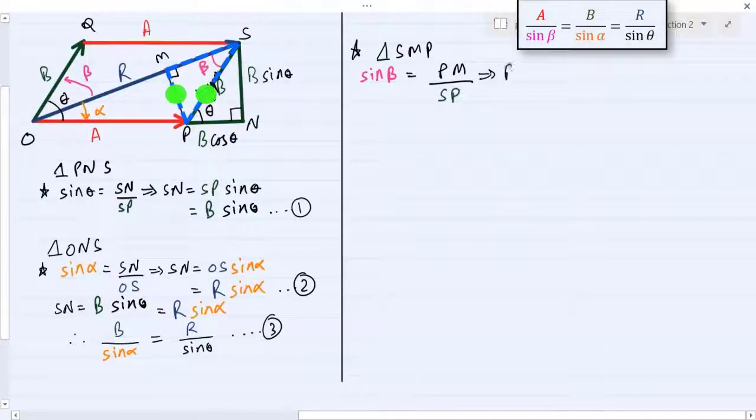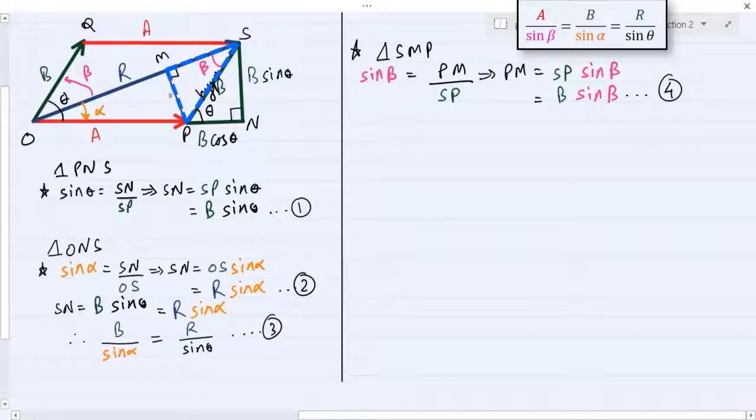So we will get PM is equal to SP into sine beta, or we can substitute the value of SP, which is B. So here we'll get B sine beta. Let's call it equation number 4.